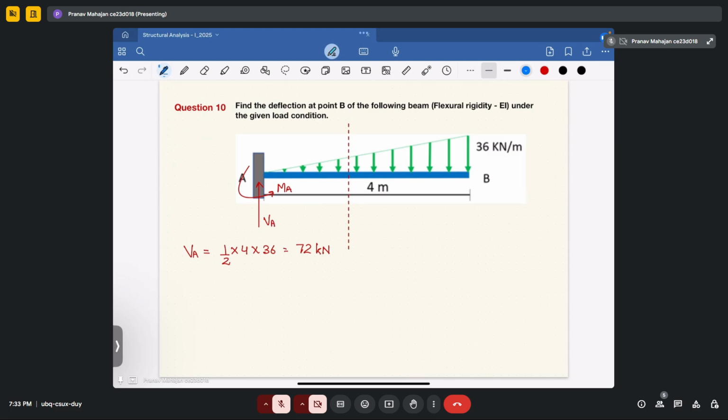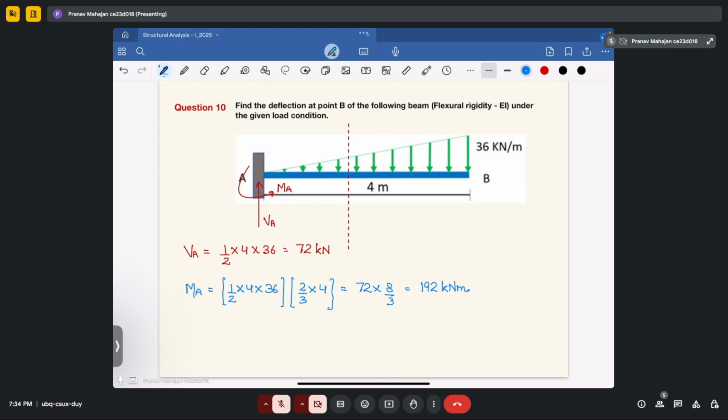And if you calculate your MA, how it will look like? It will be 1 by 2 into 4 into 36 into 2 by 3 of 4. That will be 72 into 8 upon 3, and that will give you the value as 192 kilonewton meter.